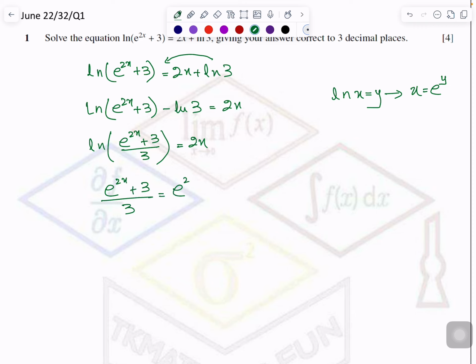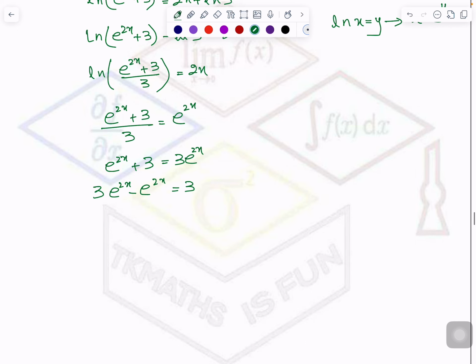e^(2x)... So now I will cross multiply, because I have to take x out. There are two terms with e^(2x), so let me write them together. I hope you are understanding. So e^(2x) = 3 upon 2.